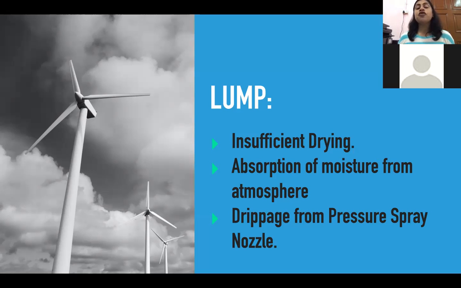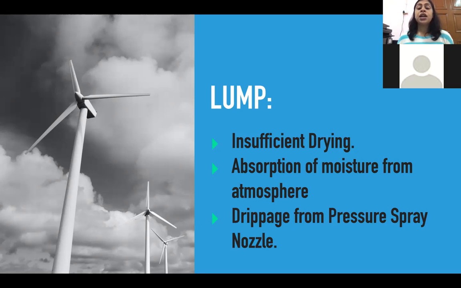Then there is absorption of moisture from the atmosphere. As I have told you, because of the lactose content of the milk, it is hygroscopic in nature, and as soon as the relative humidity of the atmosphere crosses 50%, it starts absorbing moisture. So due to that high moisture content in the atmosphere, lumps are formed.